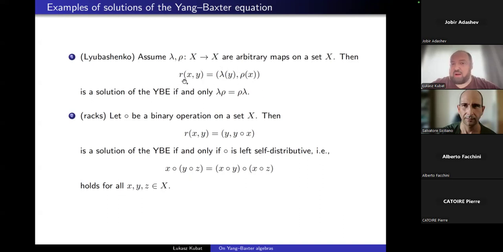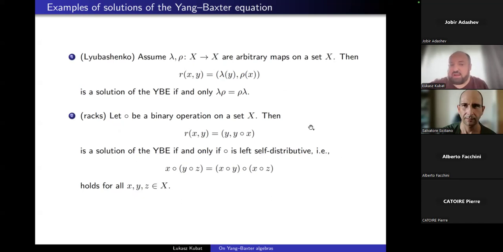if we define the map R in the following way, that the left component is lambda and the right component is rho, note that lambda and rho do not depend on subindices, then this formula gives you a solution if and only if the maps commute. And this solution is clearly bijective if and only if lambda and rho are permutations. It is also easy to say when such a solution is left or right non-degenerate. And that was defined for a bare set X without any extra structure.